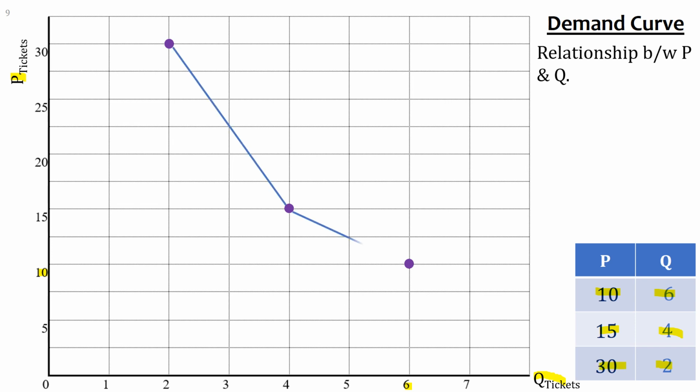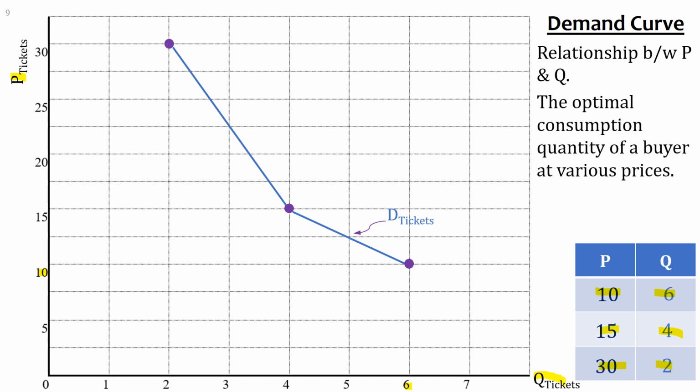And all you do is you just connect them, and that's going to be your demand curve. Okay, so that's the demand for tickets. So that's basically where the demand comes from. It's the optimal consumption quantity of a buyer at various prices. All right, so pause here and draw a nice neat demand curve for yourself.